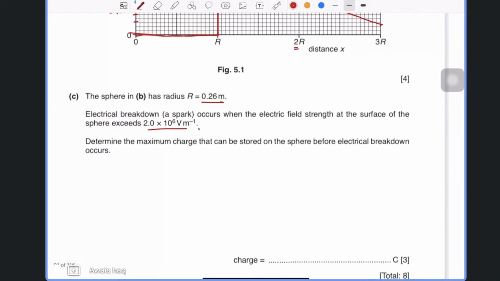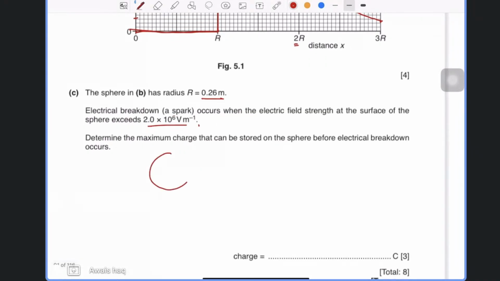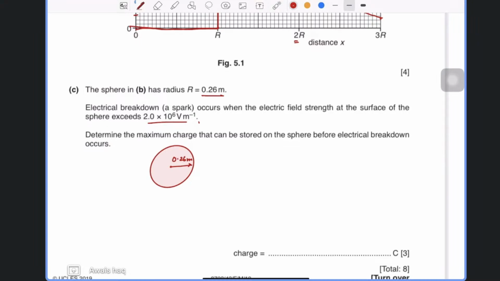So for this sort of question, this is the sphere, and the radius of this sphere is given by 0.26 meters, and the maximum electric field strength is this one, right? So at the surface, electric field strength is kq over r square. So the maximum is 2.0 times 10 raised to the power 6, and then k is 8.99 times 10 raised to the power 9. We want to find the charge, and the distance is going to be 0.26 whole square. Can you please find that?